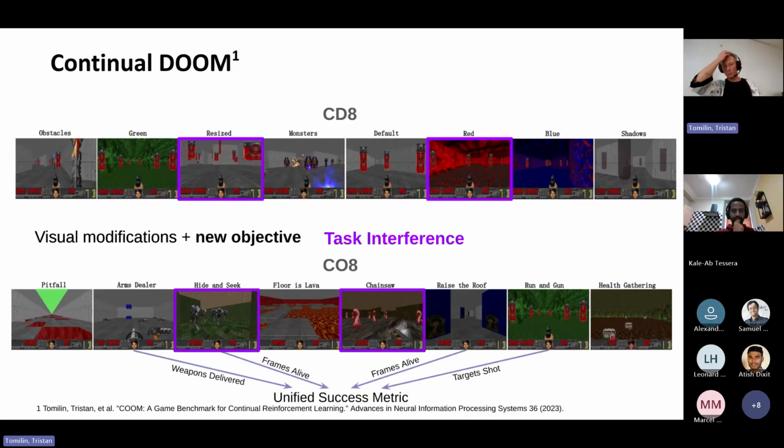And moreover, because these tasks are relatively different, and so are their objectives and therefore the success metrics, we have to have a notion of a unified success metric, which we define between 0 and 1, to have an equal sort of performance across the tasks.